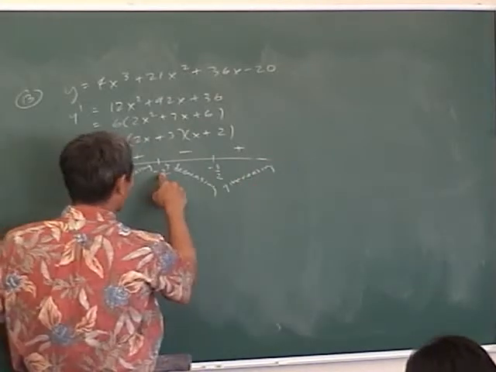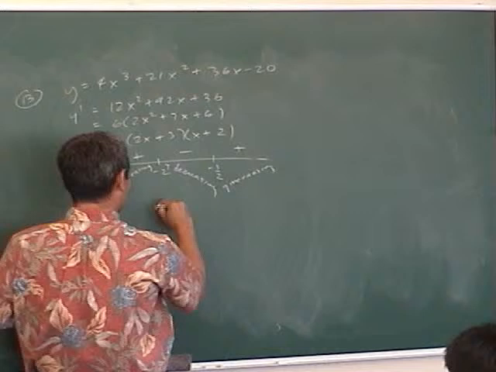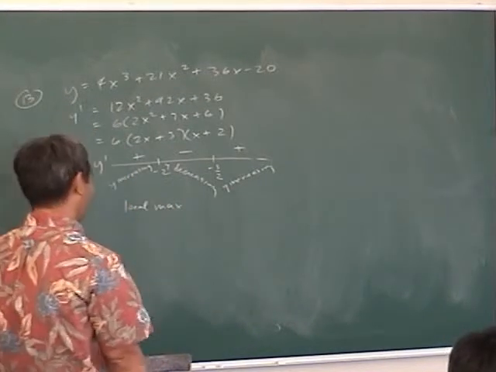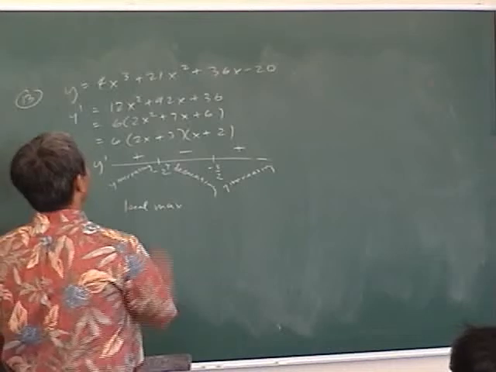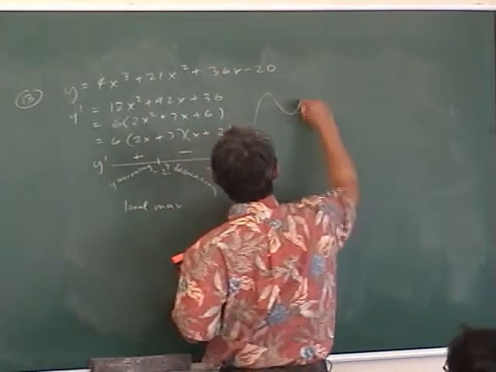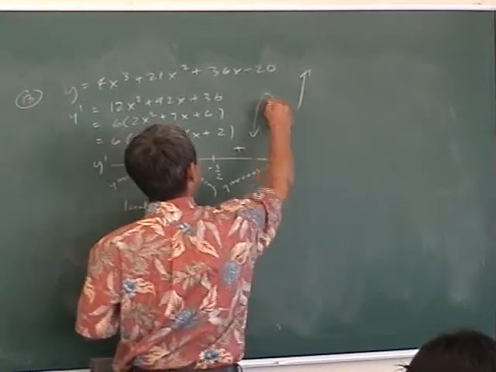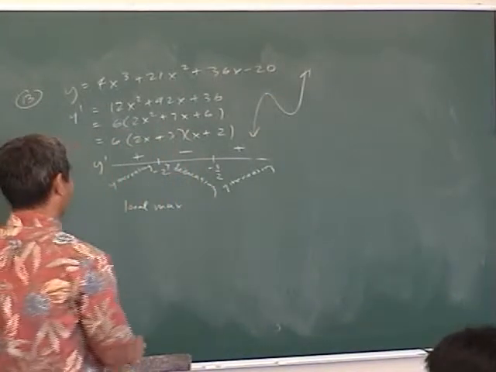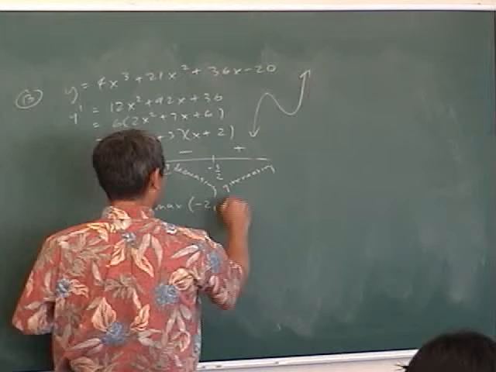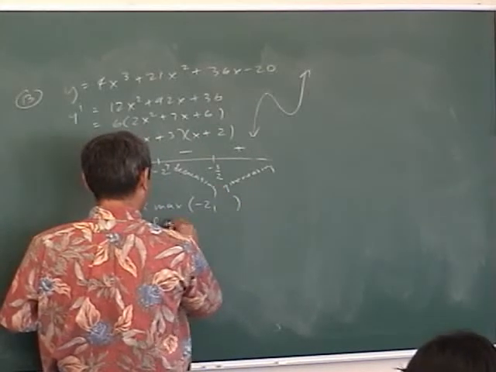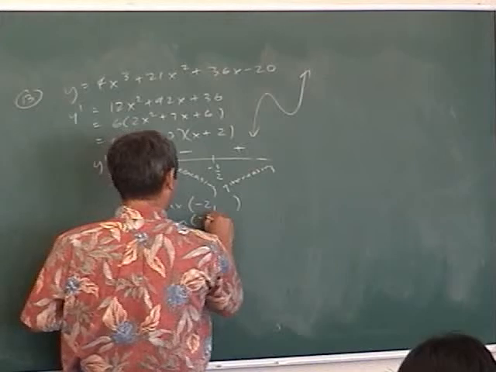So there's a maximum here, right? Because if it goes up and then down, there's a max, and of course this is going to be a local max. How do I know it's local? Because a cubic function looks like this, right? The thing goes up and down forever. This is not the highest point on the whole graph. It's going to be local. There's a local max at negative 2 comma something, and right here is going to be a local min at negative 3 halves comma something.